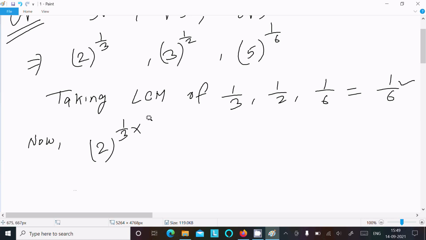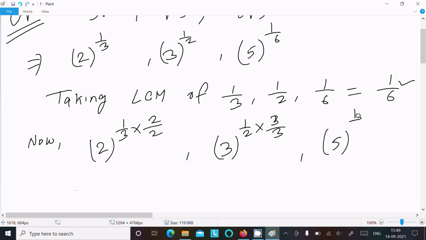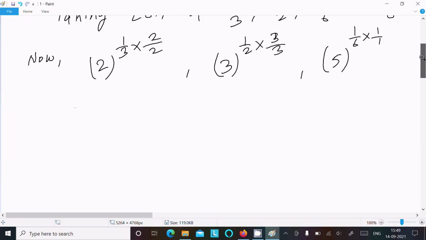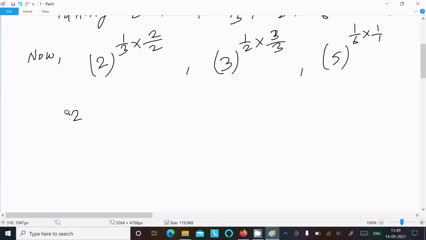For this, we need to multiply numerator and denominator by 2. The same with 3 power 1 by 2, numerator 3 and denominator 3. So the denominator 1 by 6 comes. 5 power 1 by 6, here multiply by 1 by 1, so that becomes 1 by 6. After that, this becomes 2 power 6.